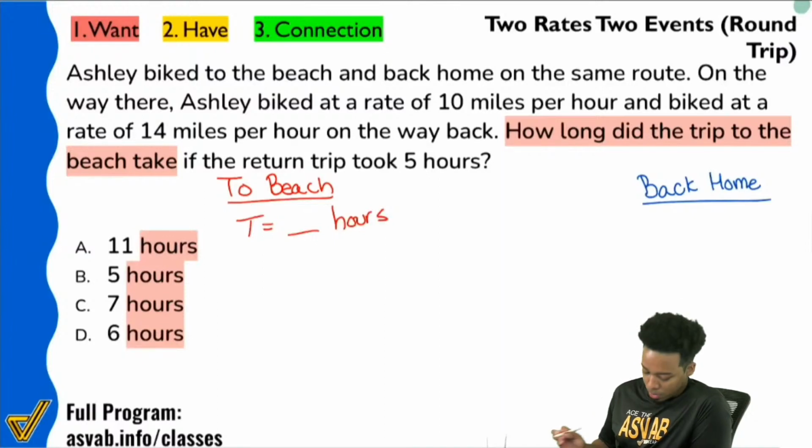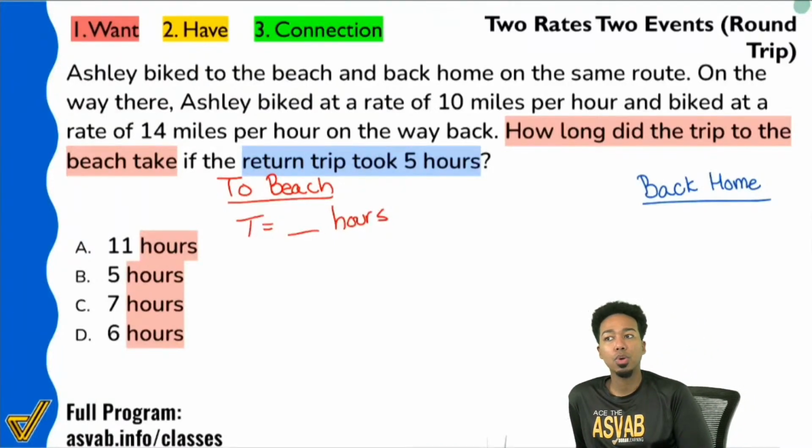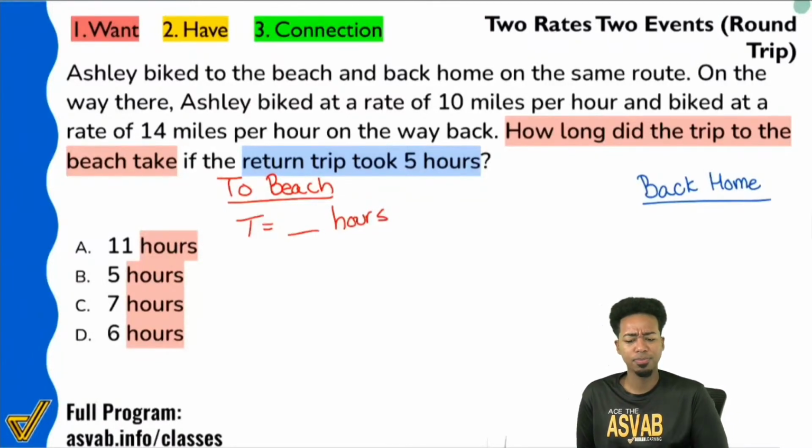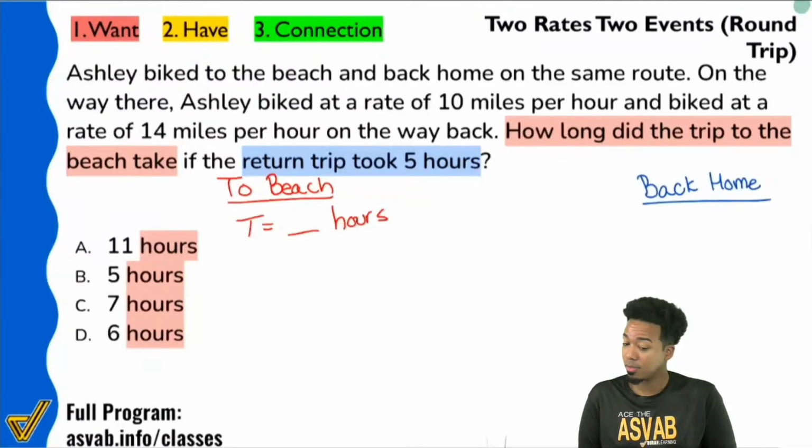Okay. Now, what do we do with this? What do we write for this information right here? It says return trip took 5 hours. What letter do we write? What equals what, and where do we put it? Be specific. Quick. Where do we put that information? Is that a rate? Is that a question or is that an answer? So what is that going to be?